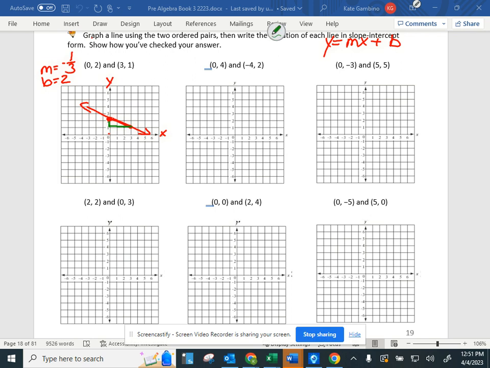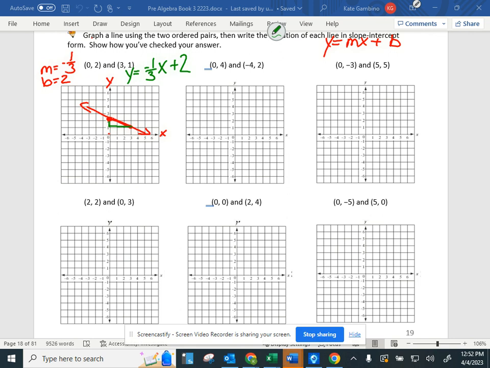What would my answer look like? If I'm taking this information and putting it into the slope-intercept form, what should that look like? Taking my m and my b, how can I put it into the slope-intercept form? Evelyn. Remember, we don't have to put in numbers for our x and our y.